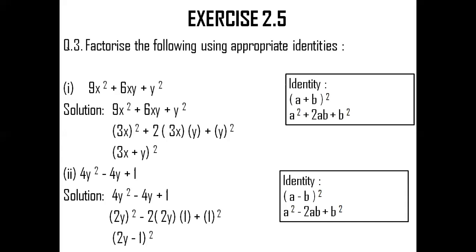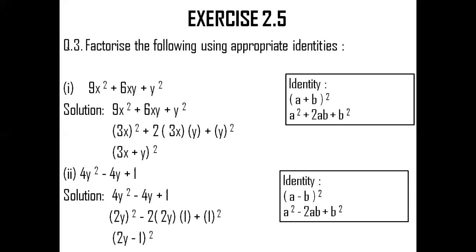Let's understand it further by doing the second sum: 4y squared minus 4y plus 1. What's the first thing that you shall do? Identify if the first and the last term are perfect squares or not. Over here, you will find that the first term, 4y squared, is a perfect square of 2y, (2y) the whole square. And the third term 1 is a square of 1 itself. So the first and the last term are perfect squares.